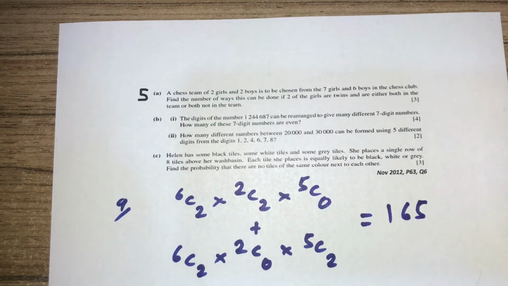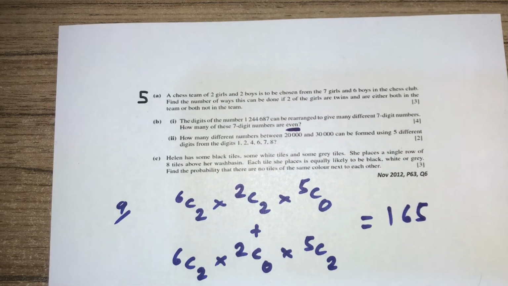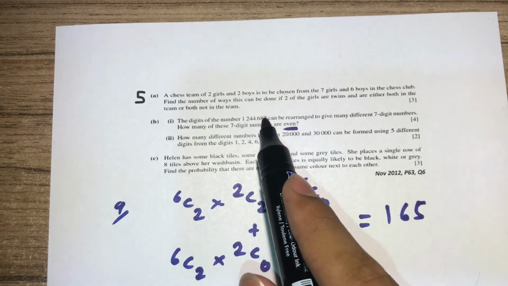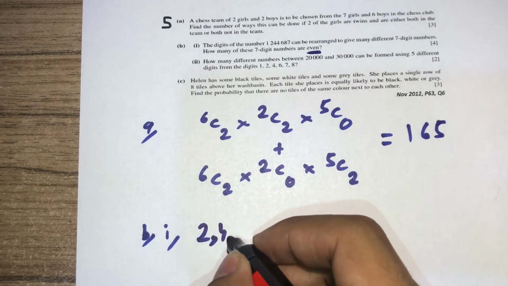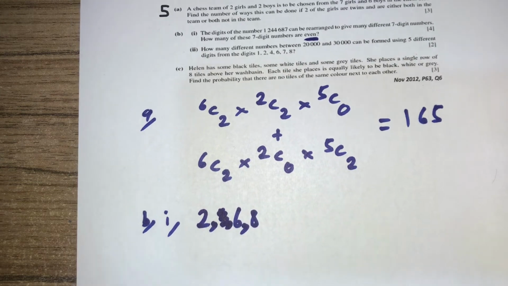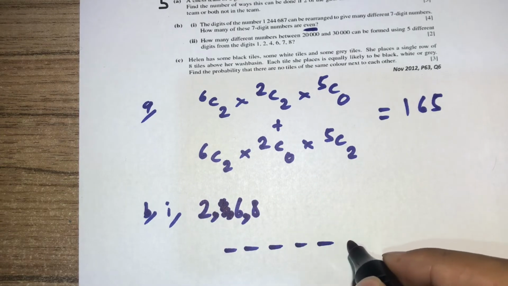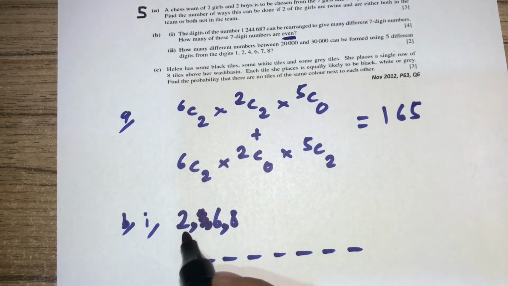Part B, the digits of the number 1, 2, 4, 4, 6, 8, 7 can be rearranged to give many different 7-digit numbers. How many of these 7-digit numbers are even? So if the 7-digit numbers have to be even, then they should end in 2, 4, 6 or 8. So I'll take 2 scenarios. The first one is that it ends in 2, 6 or 8. So in that case, there's a 7-digit number. The last digit has 3 possibilities, 2, 6 or 8.